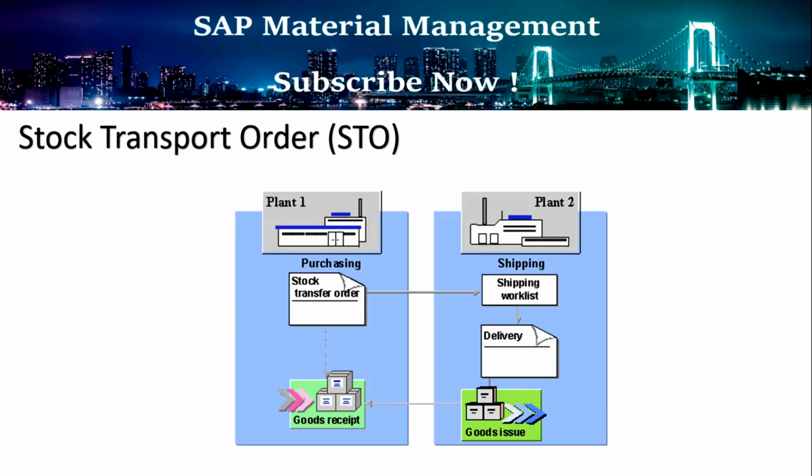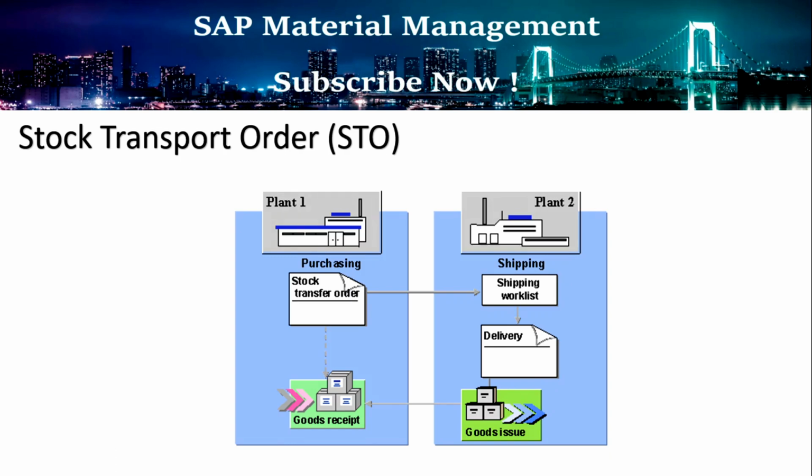But you can use STOs to move materials from one plant in one company code, for example, to another plant in a different company code. This is what is called STO for intercompany. But it can also be done for two different plants in the same company code.